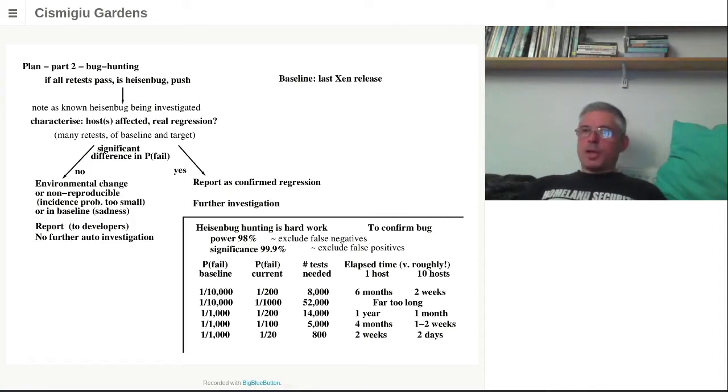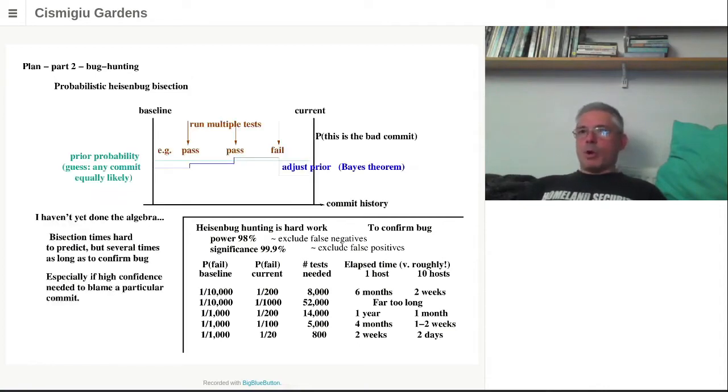The next possible thing I might do is automatic bisection. Now, I haven't yet done the complicated algebra for how many tests you'd have to do to finally track down a Heisenbug that was introduced since the last release. A lot of that will depend on how many commits there have been since the last release when it was introduced. It's going to be probably hundreds or thousands. So you might very well find yourself doing 10 or 20 bisection steps.